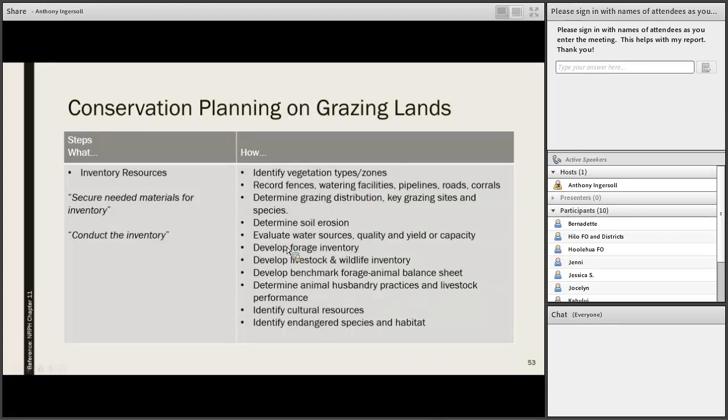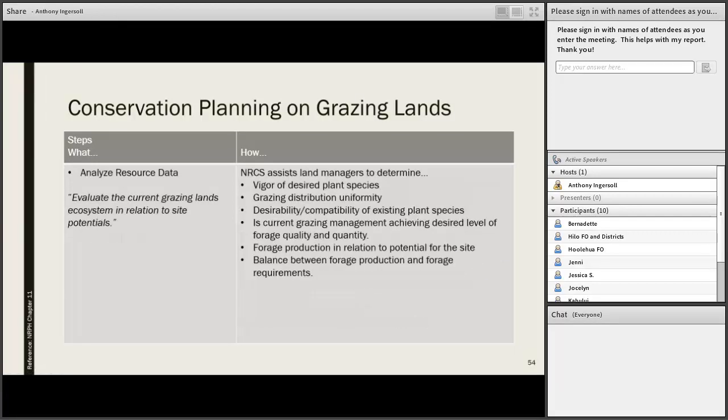And likewise, our livestock, and in places where we've got significant wildlife pressure, we've got to get an idea of what that looks like, and get an inventory there, so again, we can use that when looking at our forage animal balance. Evaluating that benchmark forage animal balance, trying to get our heads around and understanding what the animal husbandry practices are, and what their livestock performance is for their benchmark situation. And then, of course, always if there are any cultural resources or endangered species or habitat, all of those things we should be starting to identify in this inventory stage. And all that information gets used in the next stage of analysis.